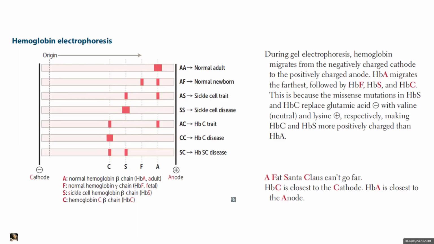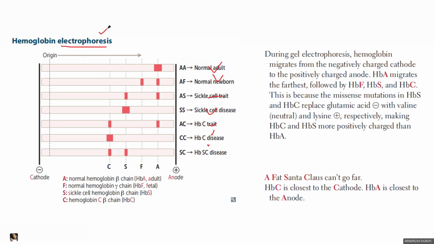Alright, so hello everyone. Today we are going to understand hemoglobin electrophoresis in a very simple and logical way. By the end of this session, you should be able to look at the hemoglobin electrophoresis pattern and quickly identify whether it is the normal adult, the normal newborn, the sickle cell trait, and the rest of the types. We need to differentiate that after looking at the hemoglobin electrophoresis.